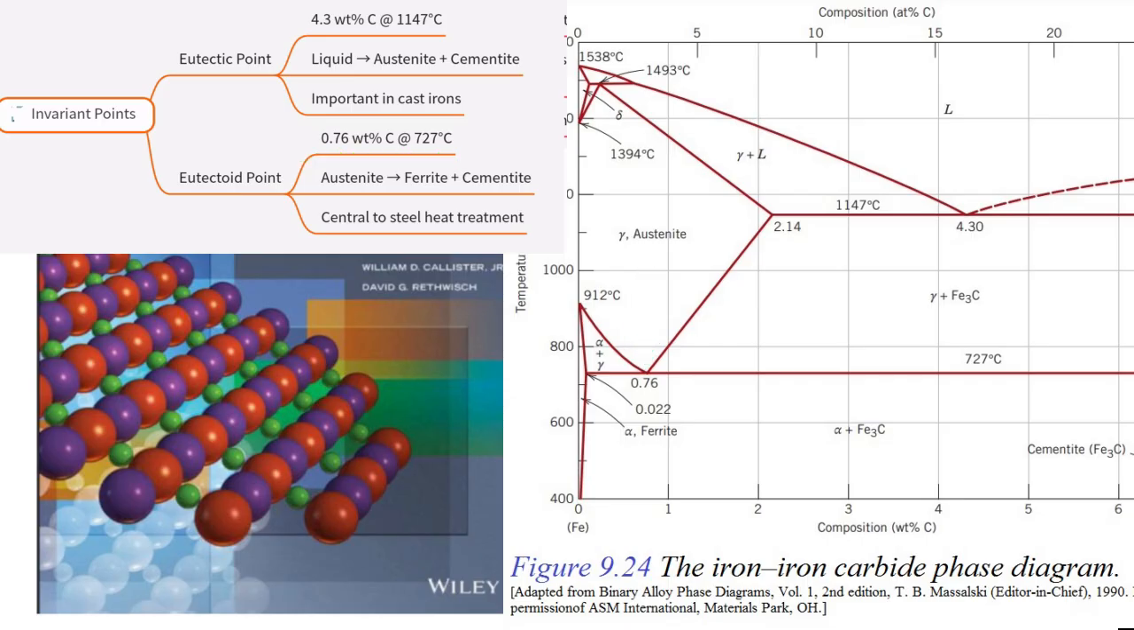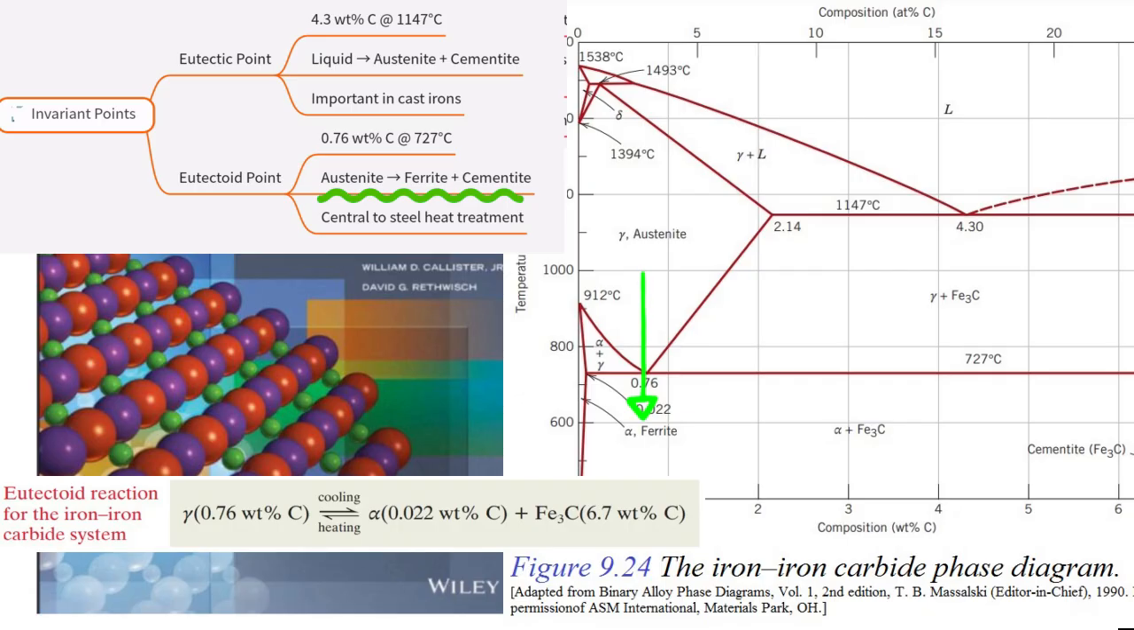Why crucial? Because at this point, upon cooling, one solid phase, the austenite containing exactly 0.76 weight percent carbon, completely transforms into 2 different solid phases. It transforms into the low carbon alpha ferrite, which can only hold 0.022 weight percent C at this temperature, and the high carbon cementite, which is 6.7 weight percent. This is equation 9.19. So solid austenite breaks down into solid ferrite plus solid cementite.